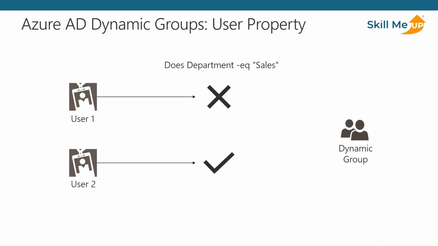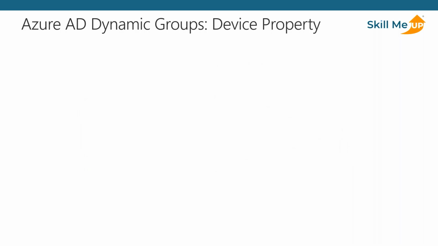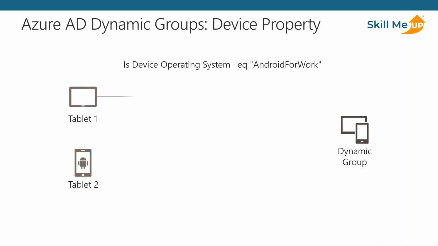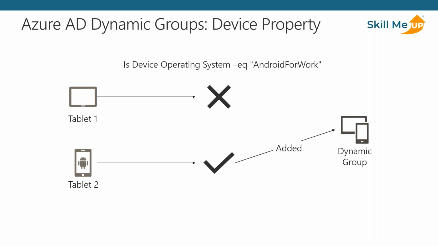Then, of course, based on whether they pass that query would determine whether they're added or removed. The second option, if we're using device properties, so let's imagine we're using tablets and phones, is the device operating system Android for work? Same principle applies. If it is, then it's added. If it's not, then it's removed or it's not added.